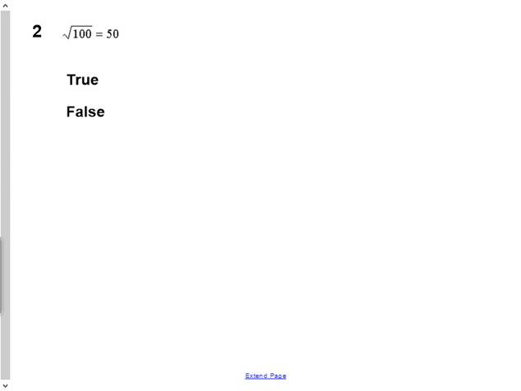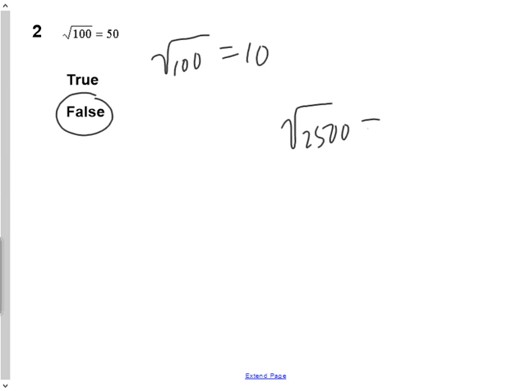Okay. Question 2, the square root of 100 is 50. The answer is false. Square root of 100 is actually 10. Or they might say the square root of 2500 is 50, but I don't think anyone said that. But 1 point for the correct answer and 1 point for some semblance of the reason why it's false.